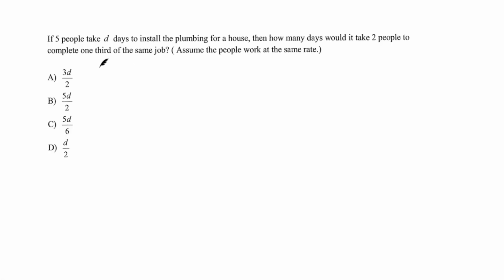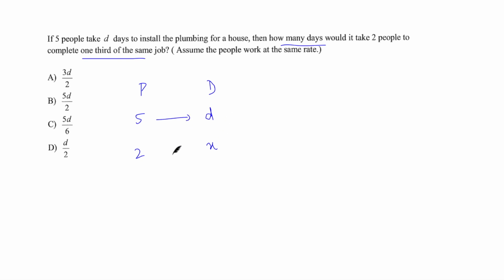Next question. If 5 people take D days to install the plumbing for a house, then how many days would it take 2 people to complete 1/3 of the same job? Assume the people work at the same rate. First of all, we need to define proportionality, and it is inverse proportion. If you've got more people, then definitely it would take less number of days to complete the same job. So we have got people and we have got days. If it takes 5 people D days to complete the job, how many days, that is X, would it take 2 people? First, let's find out the value of X.